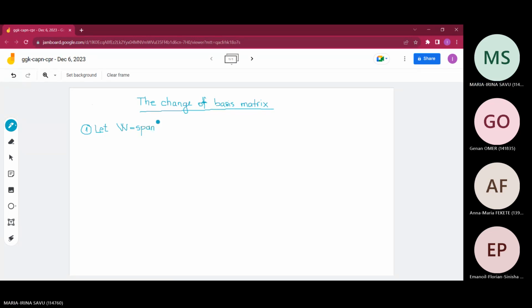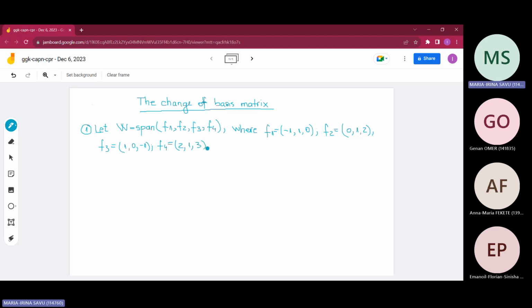That's the span of F1, F2, F3, F4, where F1 is (-1, 1, 0), F2 is (0, 1, 2), F3 is (1, 0, -1), and F4 is (2, 1, 3). A. Find the basis B1 of W.